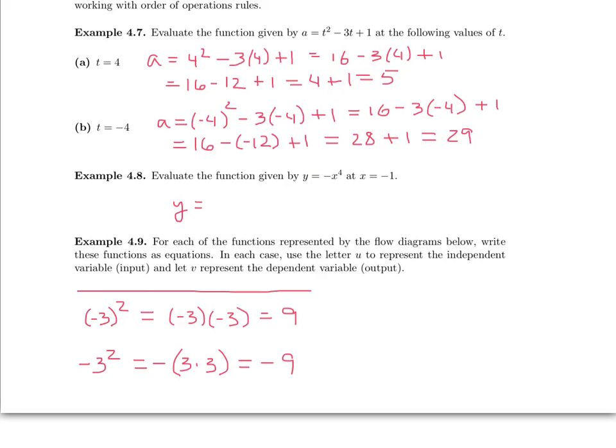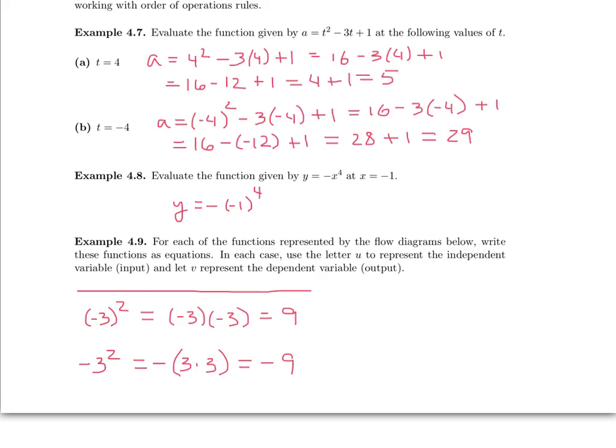I substitute negative 1 into the equation. X is replaced with negative 1. X is raised to the 4th power. So we are raising negative 1 to the 4th power. In order to do that, I have to put the negative 1 in parentheses.